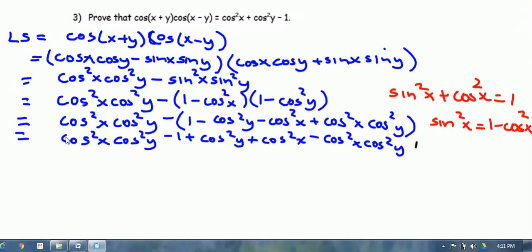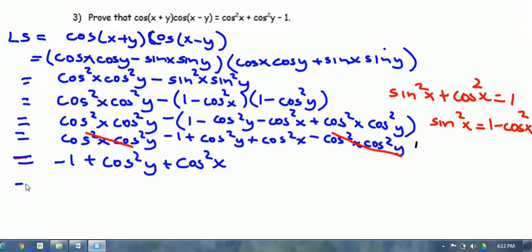So let's see, I've got a cos squared x cos squared y, and I've got a minus cos squared x cos squared y. Well, I know for sure that I'm going to be able to cancel those completely. That's good. And then when I look at what I'm left with, my fingers are crossed, that it's going to be what I need here. So let's see. I'm going to have minus 1 plus cos squared y plus cos squared x. Let's just manipulate that so that it looks more like our right-hand side. So we know that we can move those terms around, and that's equal to our right side.